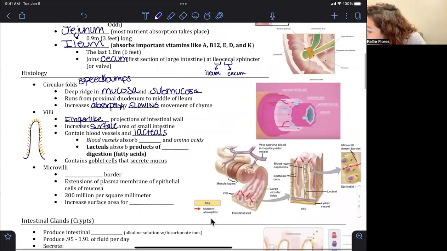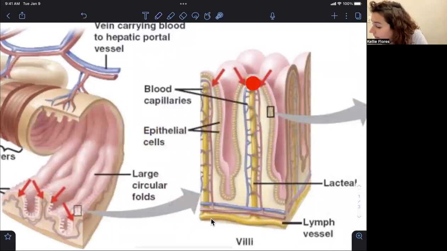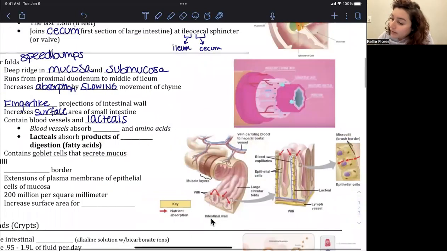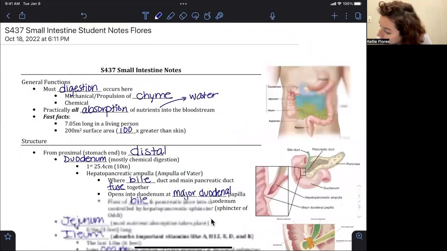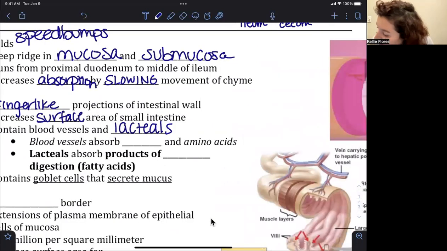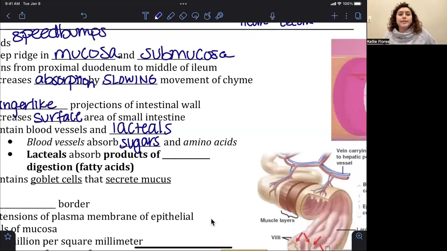Okay, so if I look at this villi that I drew, and this one is the picture, you can see that there's blood vessels here. We call them capillaries, blood capillaries. And inside is this yellow structure called a lacteal. So blood vessels, what they do is they absorb sugars, so your carbs and amino acids. So 2 macromolecules there, carbs and amino acids, are absorbed there.